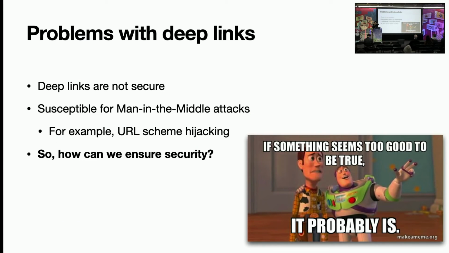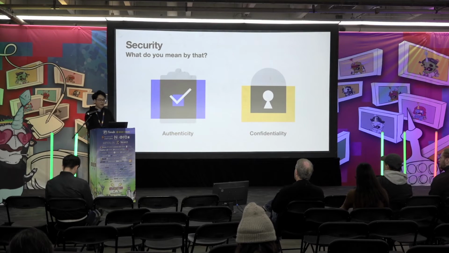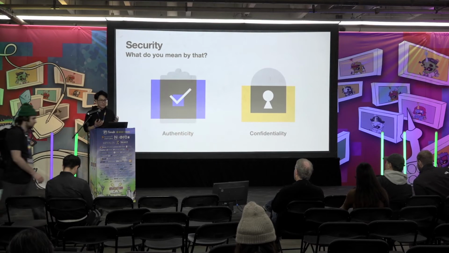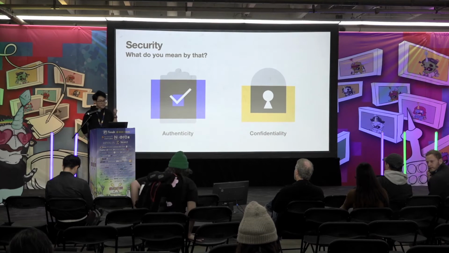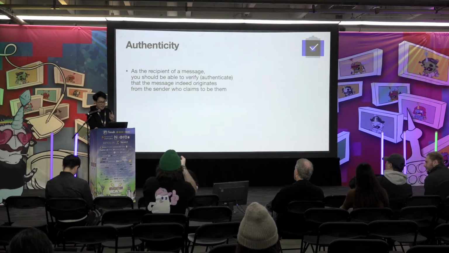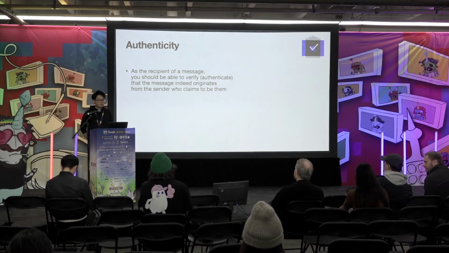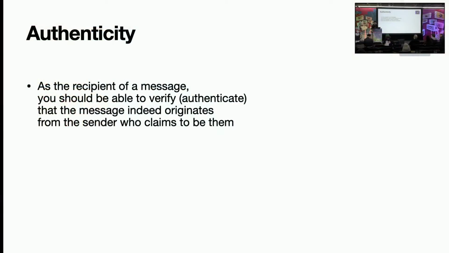Except deep links are not secure at all. If you're curious, you may Google this and read more about it, like URL hijacking. But earlier I said that MWP is secure, so how can you ensure security? Actually, what does it even mean to be secure? I think it's about ensuring authenticity and confidentiality. Authenticity is about, from the perspective of the recipient, being able to verify that the incoming message is actually coming from the sender.